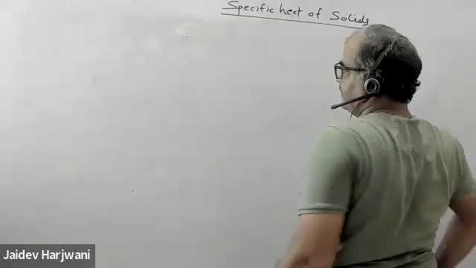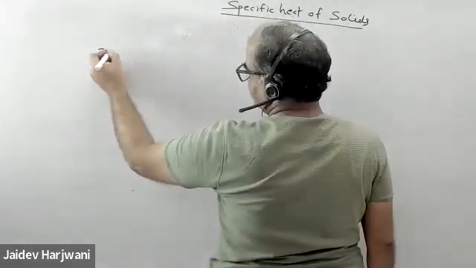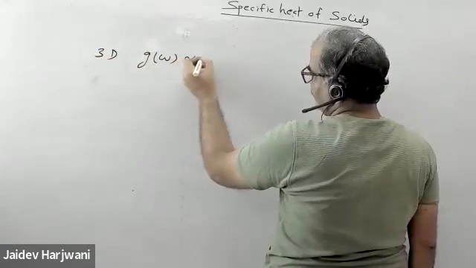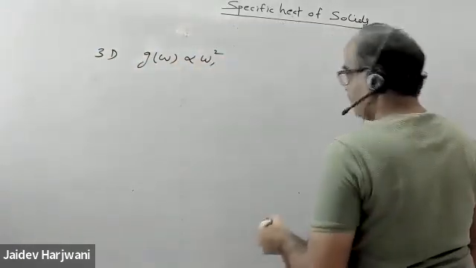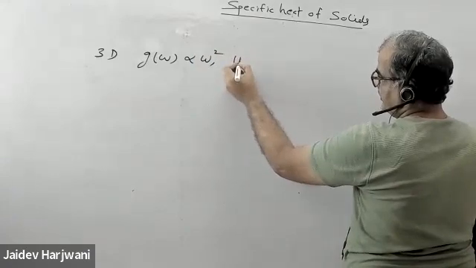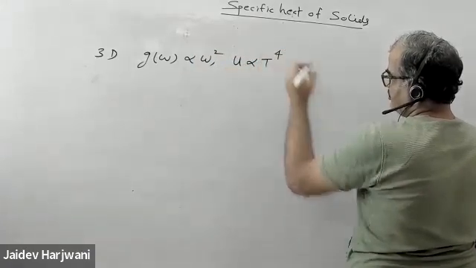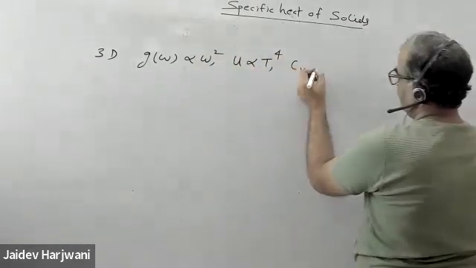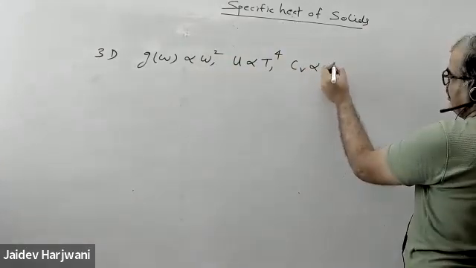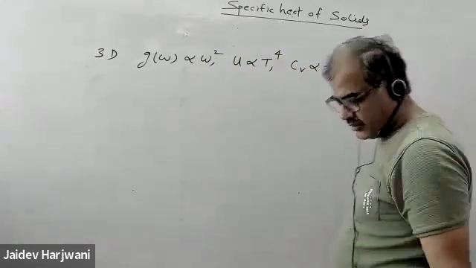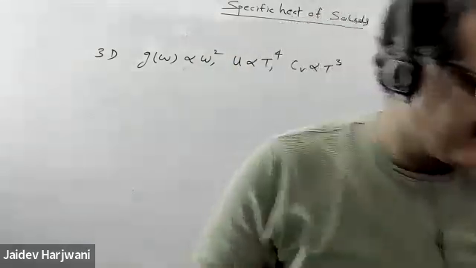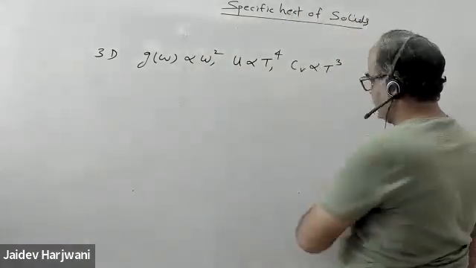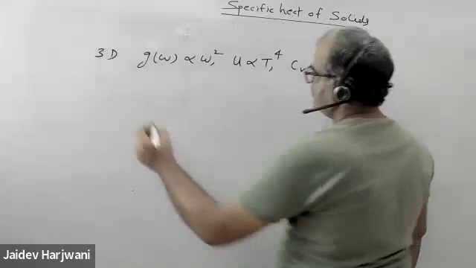If we have a 3D crystal, in 3D we have seen that our density of states g(omega) is proportional to omega squared, and the total energy is proportional to T^4. At low temperature, CV is proportional to T cube. At high temperature, it follows the Dulong-Petit law, and the specific heat of a solid is constant, 3R. So this is for the 3D case.